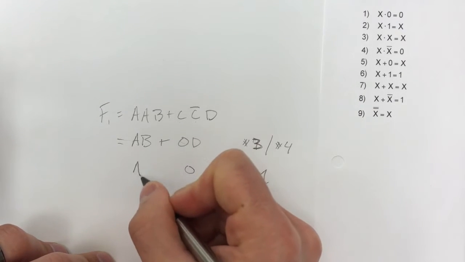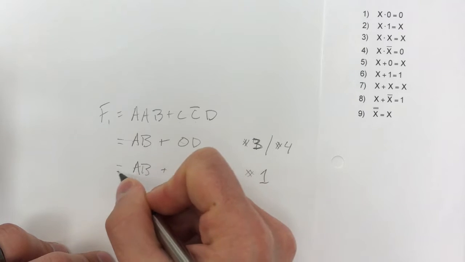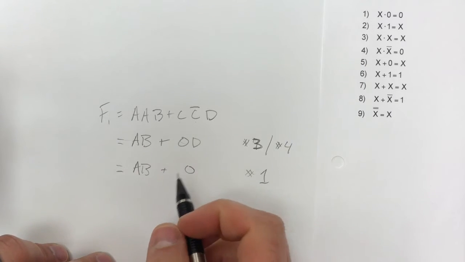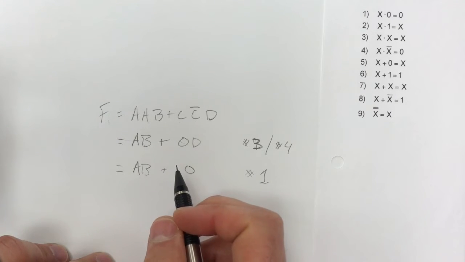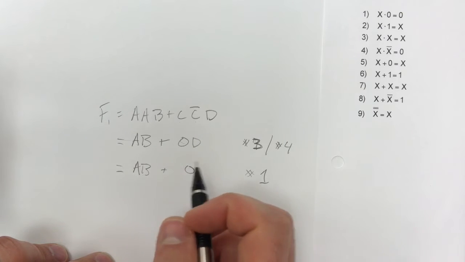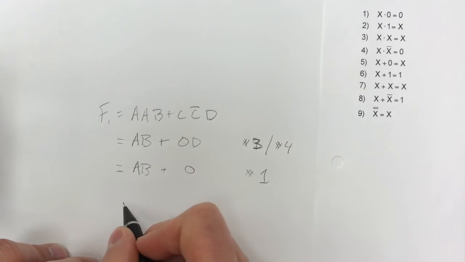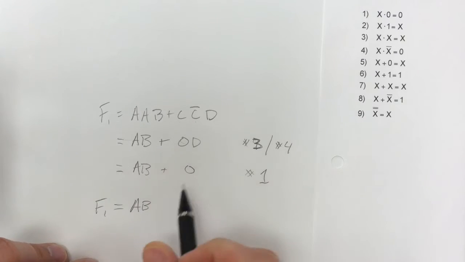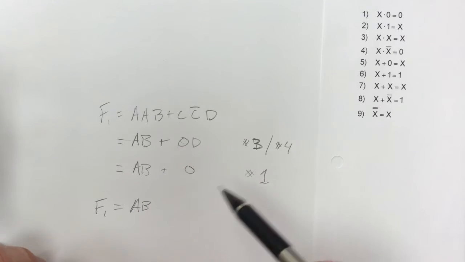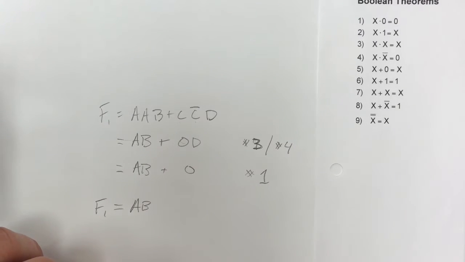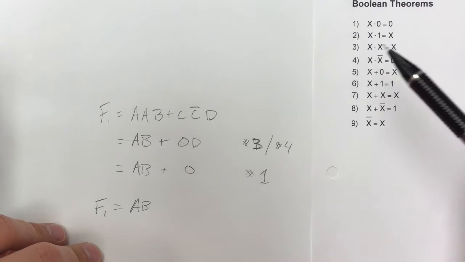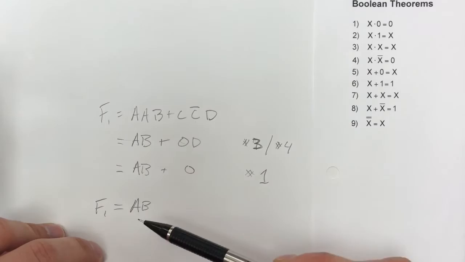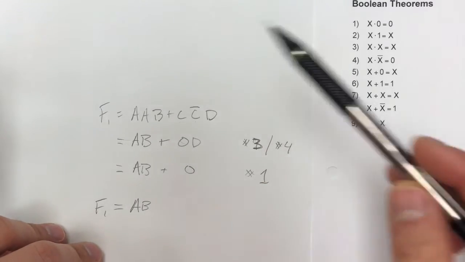Then we can't reduce AB anymore. Do we really need to write the 0 anymore? No, not really, because it's a 0, so we can just get rid of it. F1 equals AB. So we're just using these Boolean theorems as tools to simplify these logic expressions.